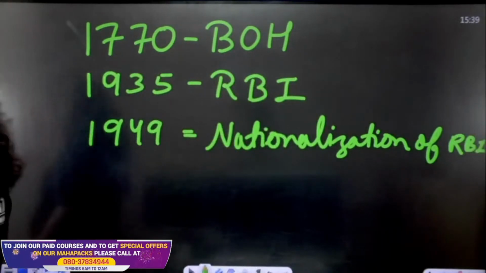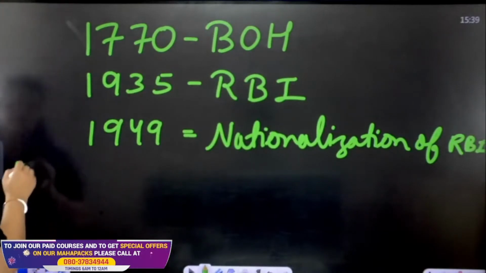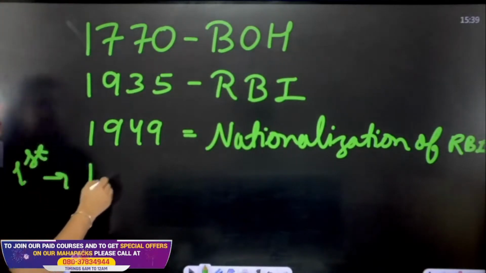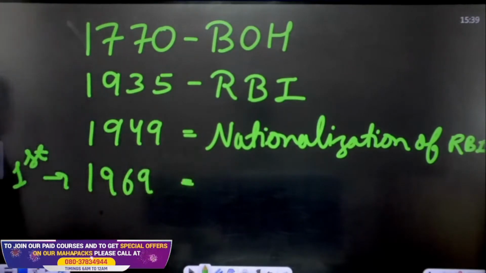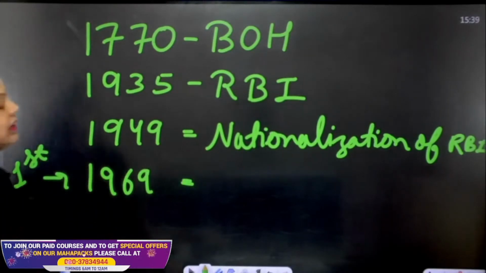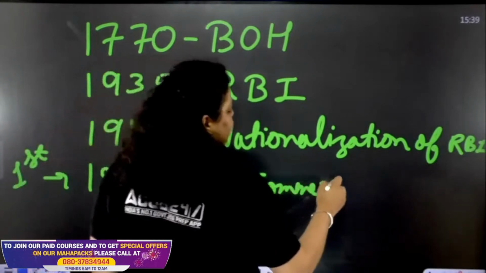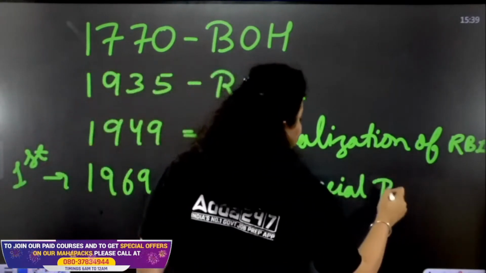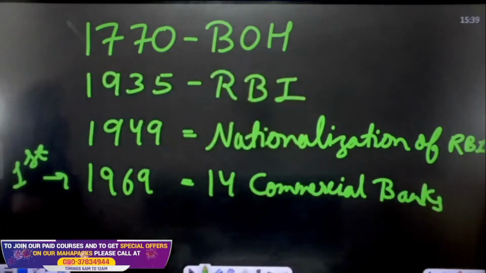Clear? Apart from that, the first nationalization of commercial banks happened in 1969. In which year? In 1969, the first nationalization of commercial banks was seen, and 14 commercial banks were nationalized in that year. How many commercial banks? 14 commercial banks were nationalized.